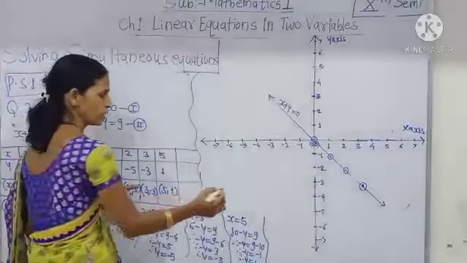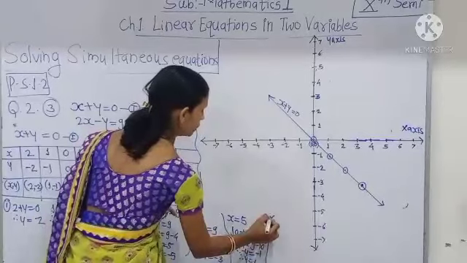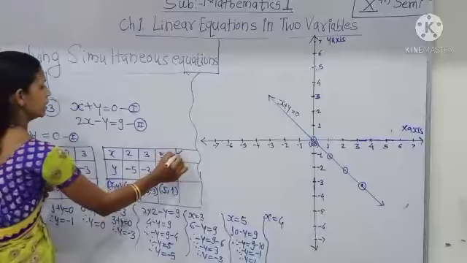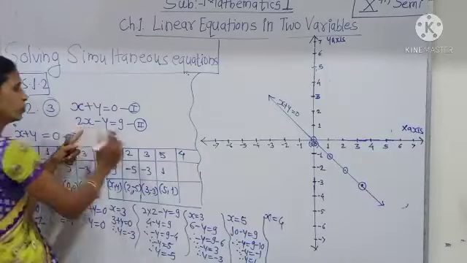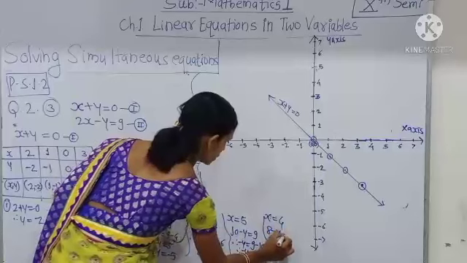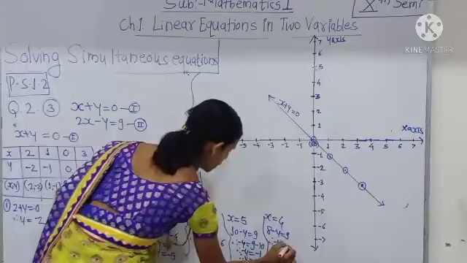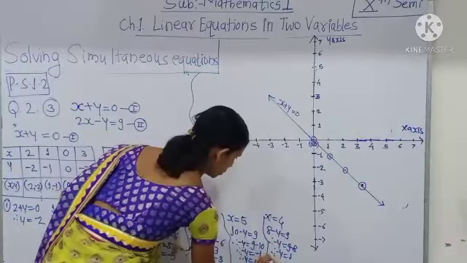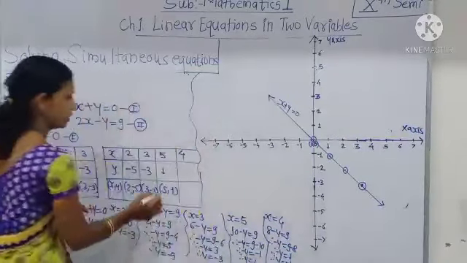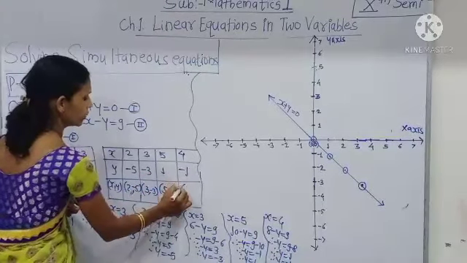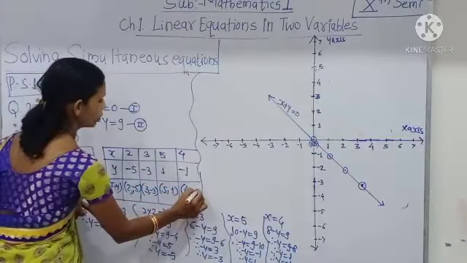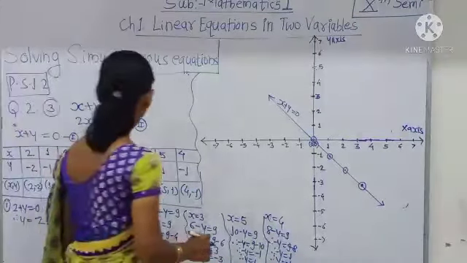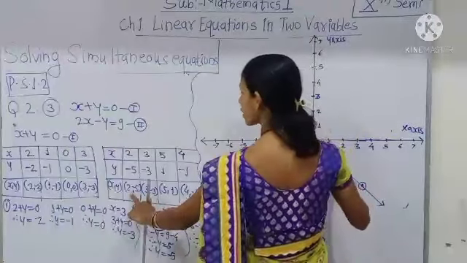Then for the fourth set, if x is equal to 4, then 4 into 2, 8 minus y is equal to 9. Therefore, minus y is equal to 9 minus 8. Therefore, minus y is equal to 1. Therefore, y is equal to minus 1. Therefore, (4, -1) is the fourth ordered pair for the second equation. And therefore, we can draw these 4 points on the same graph.